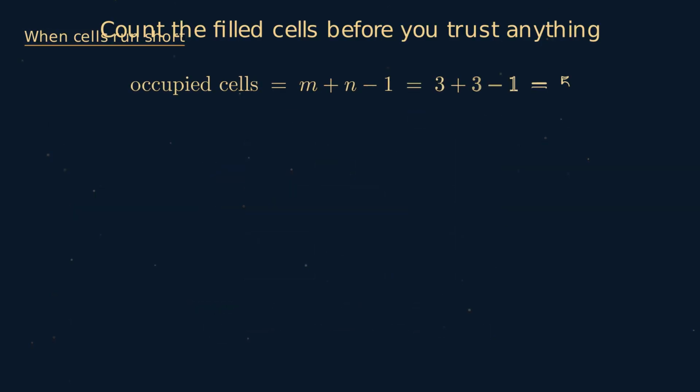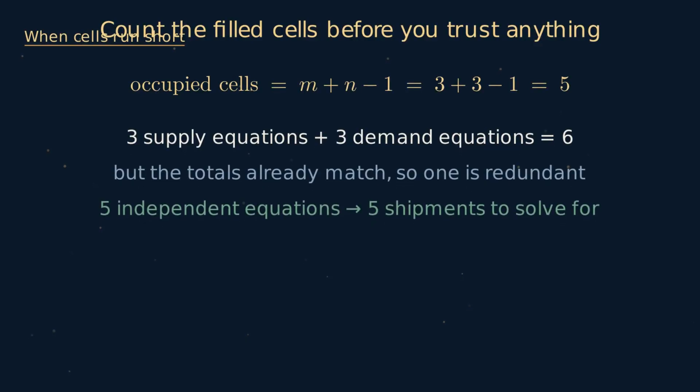One quiet rule has been holding all of this together. A proper basic solution fills exactly m plus n minus 1 cells. 3 rows, 3 columns, 5 cells. Where does that come from? 6 balance equations, but since total supply already equals total demand, one of them carries no new information. 5 independent equations, 5 unknowns to fill. That is also exactly how many equations the U and V test needs.